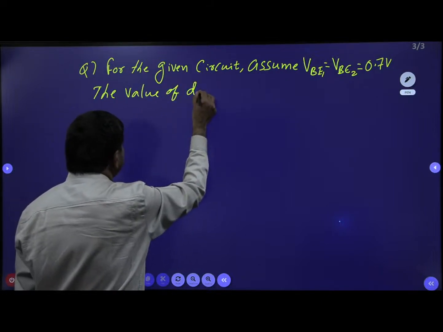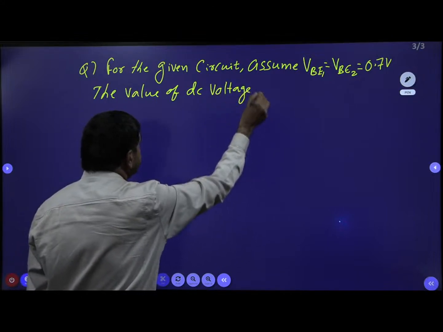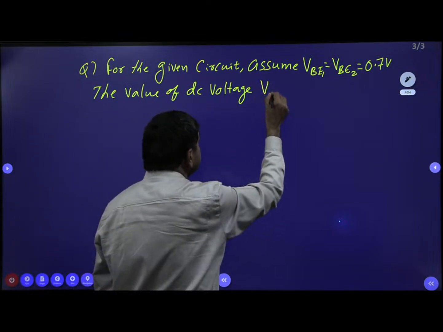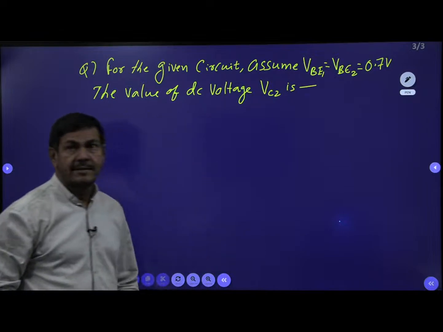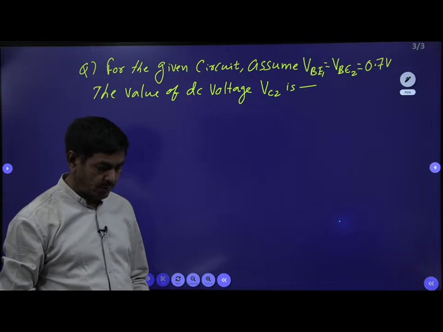The value of DC voltage. What voltage? VC2 is required. Now I will give the circuit here, then we can start doing this problem.